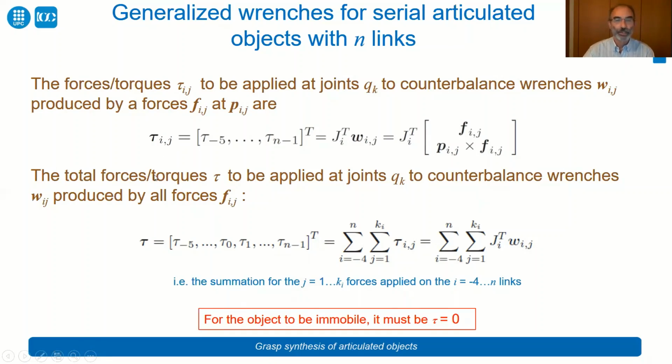And when we have several ranges acting on the articulated robot, the total force or torque that has to be applied at the joints to counterbalance the ranges is just the summation of the effect of all the forces applied on all the links of the real articulated object. So, for the object to be immobile, this vector of torques at the joints of the robot has to be null.